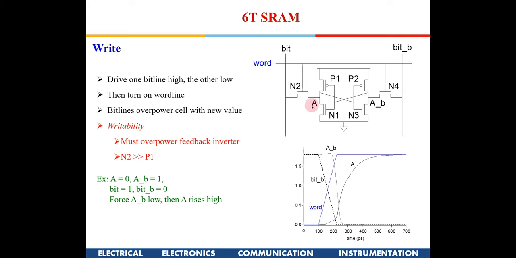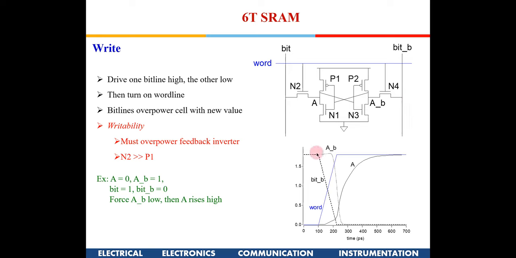A and A bar are the outputs of the memory cell. This is the bit line. A is presently not the data, it is just the data of what is there in the cell. Now I want to write a data as 1. Initially it was 0, I need to write 1 here. So what do I do? I am going to place 1 on the bit line, I am going to place 0 on the bit bar line.